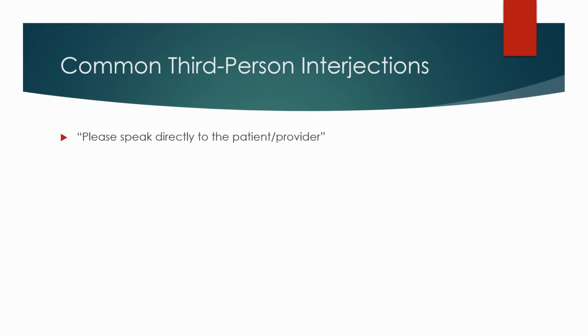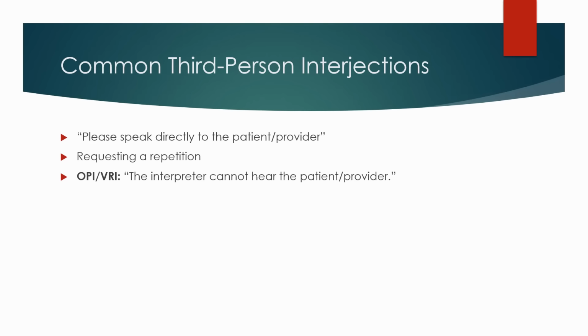So the first is speak directly to the patient or the provider. The interpreter would like to remind the provider to please speak directly to the patient. The next is requesting a repetition. If you just didn't hear what was being said, or perhaps you think you heard what you thought you heard, but you're not exactly sure. And in over-the-phone interpretation or video remote interpretation, a very common interjection is the interpreter cannot hear the patient or the interpreter cannot hear the provider.